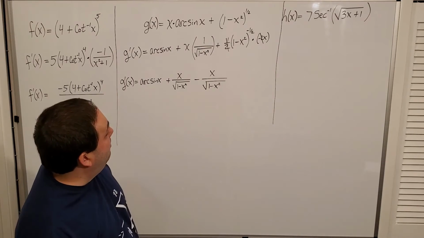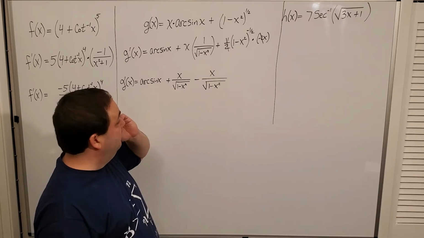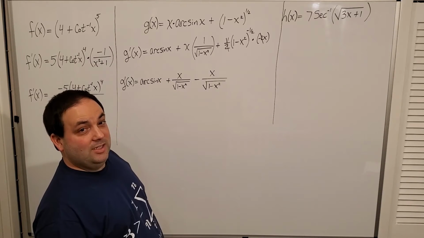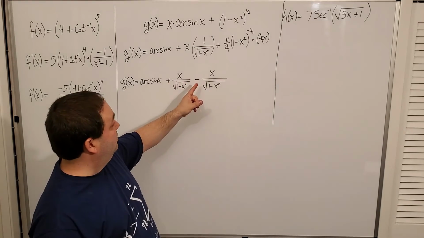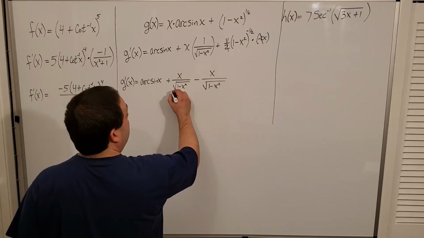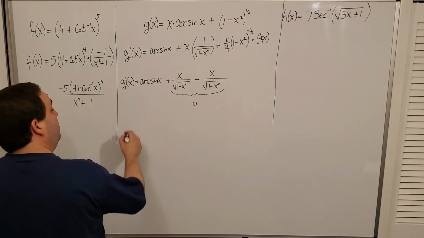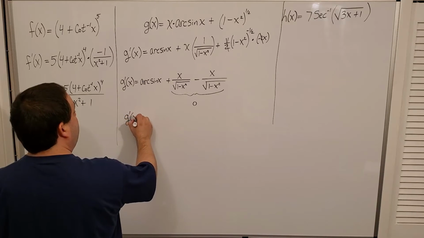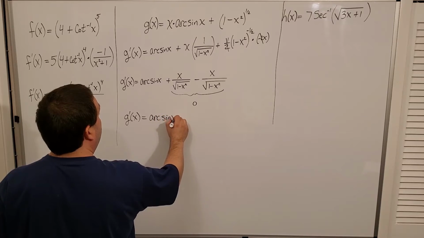And again, the only reason I bothered converting was because I noticed it would be very similar to this. In fact, it's practically identical, isn't it? These two are the same, and I'm just, one is positive, one's negative. They're going to add out to 0, right? This right here is going to always add out to 0. So my derivative here just happens to be the arc sine of x.